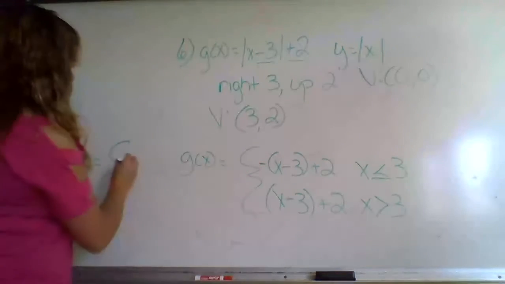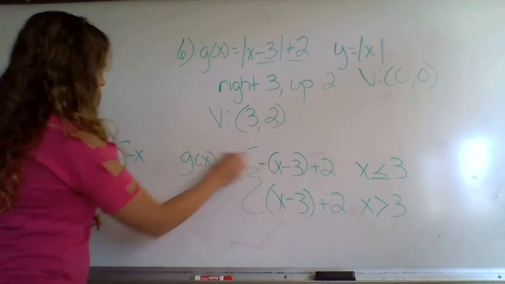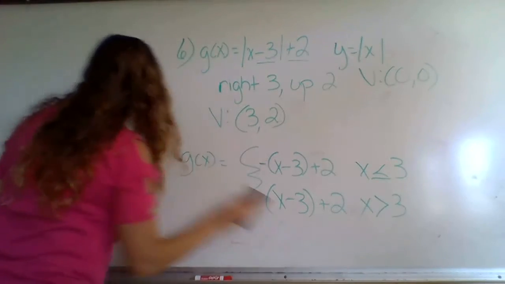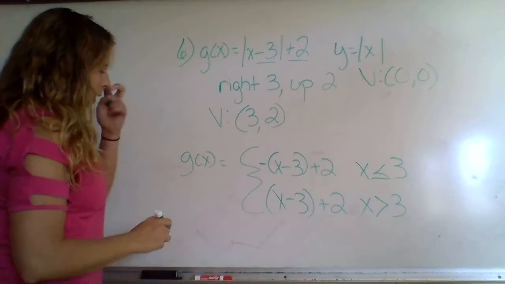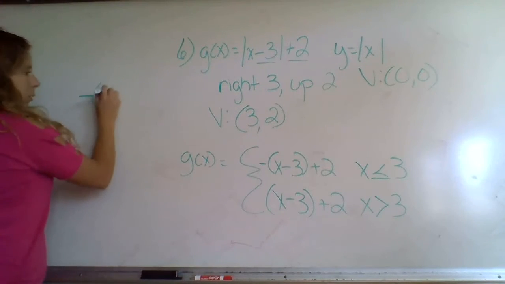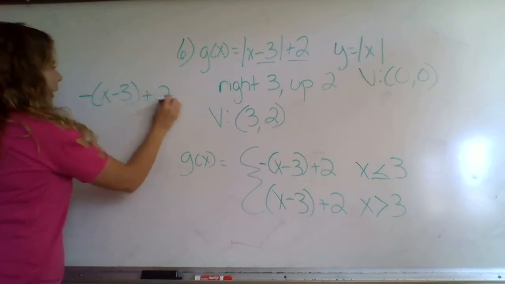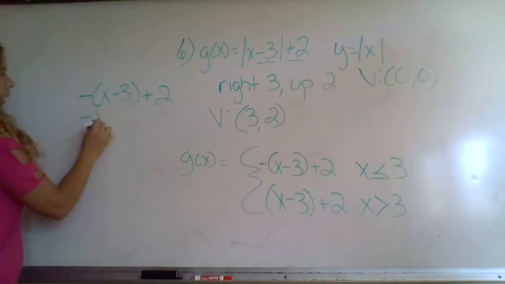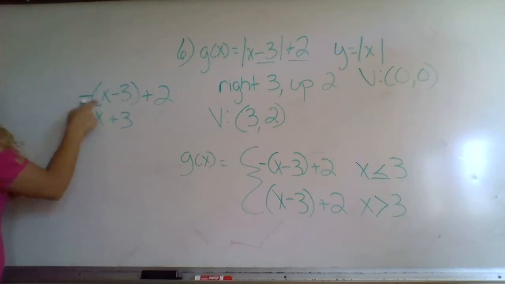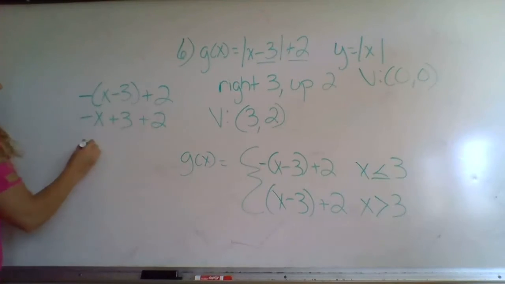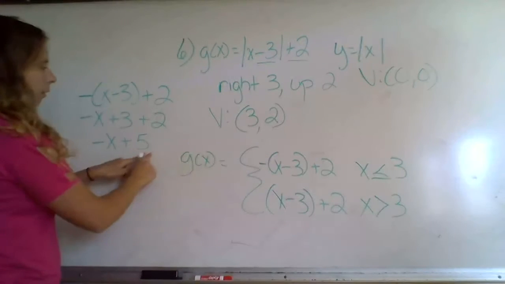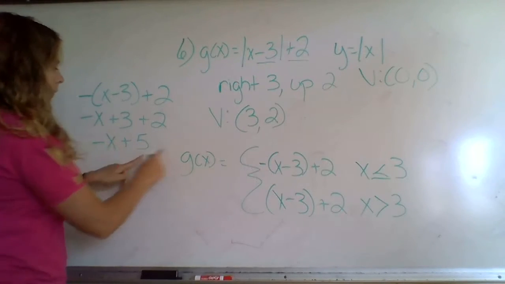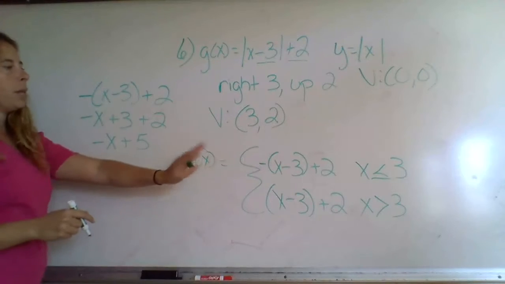So this becomes negative x. Oh, this is not going to be enough room. We'll just rewrite it. Negative (x - 3) plus 2. So this becomes negative x plus 3. I distribute my negative, and then plus 2. So you could also write this equation as negative x plus 5. Either one works. I will take either and be very happy with either one. Just make sure you keep the same domain. Your domain stays the same.